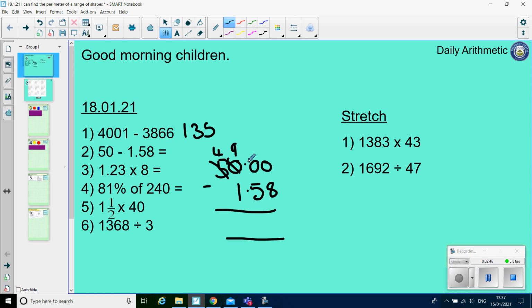Okay, I've got 10 ones now, I still need to exchange. Right, 10 take away 8 is 2, 9 take away 5 is 4, 9 take away 1 is 8, 4 take away nothing is 4. So the answer is 48.42. Remember, you must remember your decimal point in your answer.